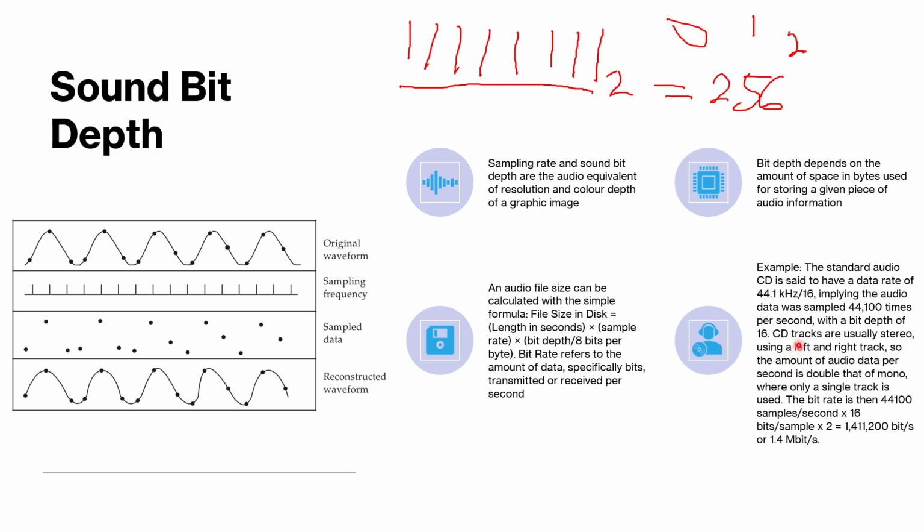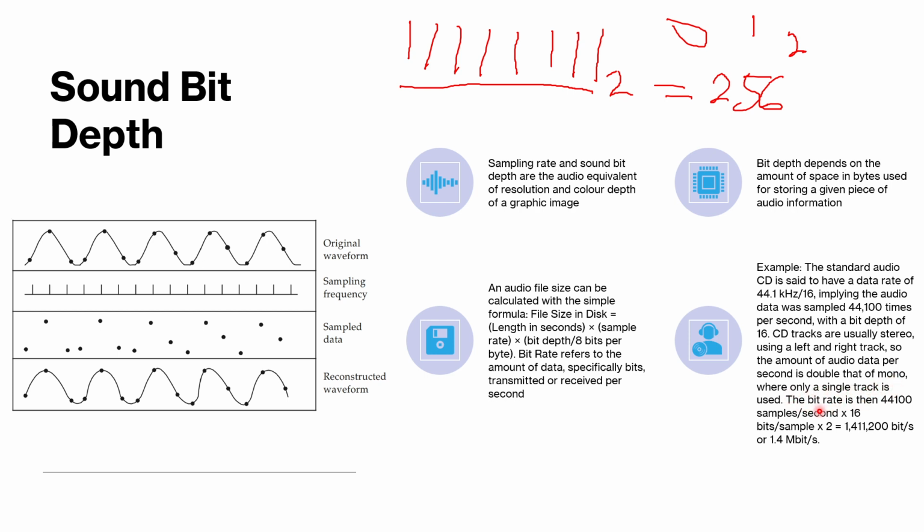So in this case, most of the CD tracks that we produce usually come in the form of a stereo. So using stereo means we are able to use the left and the right tracks. So the amount of audio data per second is double that of mono, where only one signal track is used.